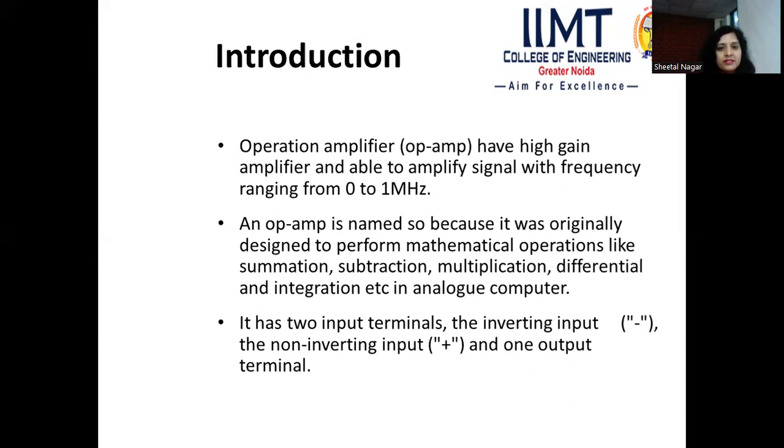An operational amplifier is named so because it was originally designed to perform mathematical operations like addition, subtraction, multiplication, differentiation, integration, etc. for analog computers. It has two input terminals. First one is the inverting input, which is represented by a minus sign, and the other is the non-inverting input, which is represented by a plus sign, and one output terminal.